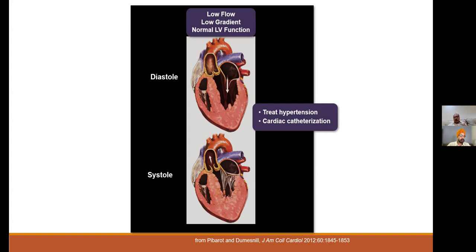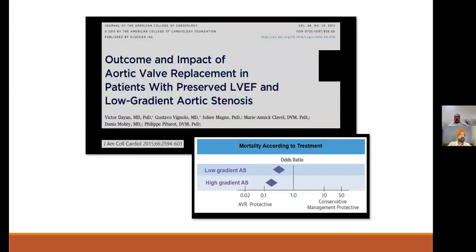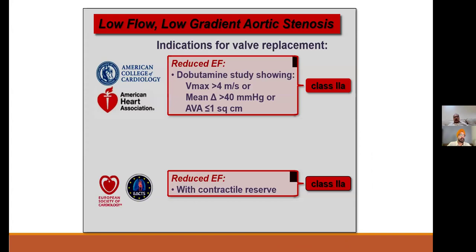And how should you sort it out? Sort it out by doing GLS. In case you find that there is a GLS which is reduced, please treat it as a paradoxical AS until and unless proved otherwise. Do a calcium scoring, do a transesophageal echo, use a CT scan, do whatever, but document that it is a severe aortic stenosis, which is paradoxical. And lastly, you must have good clinical acumen.